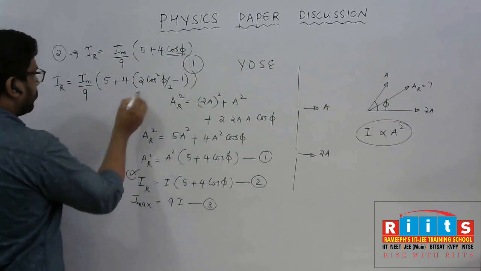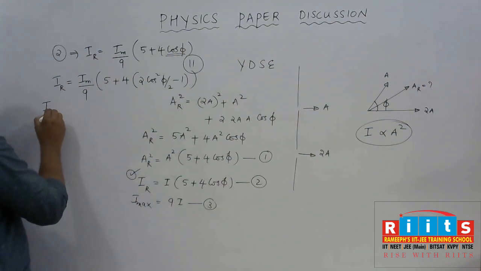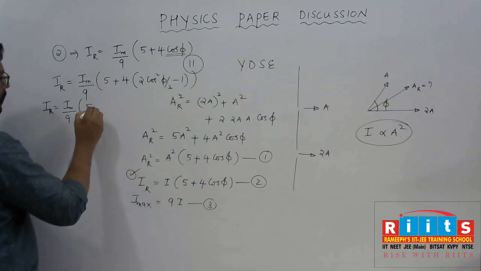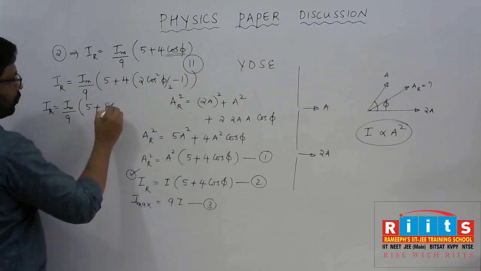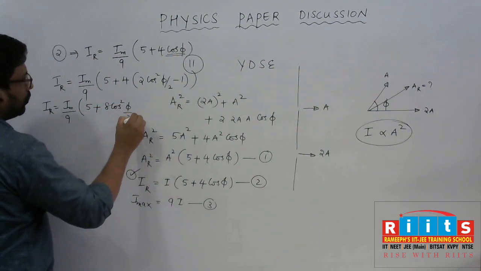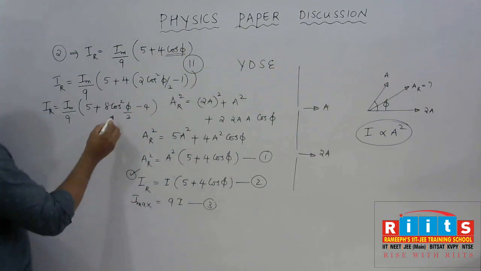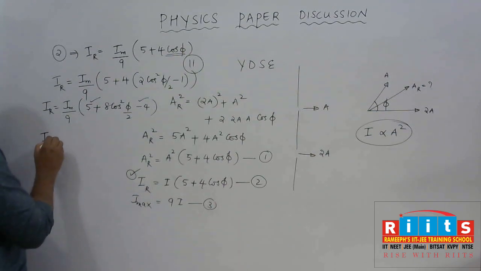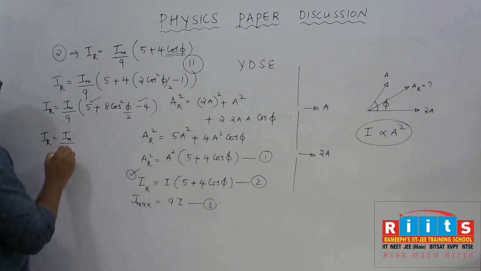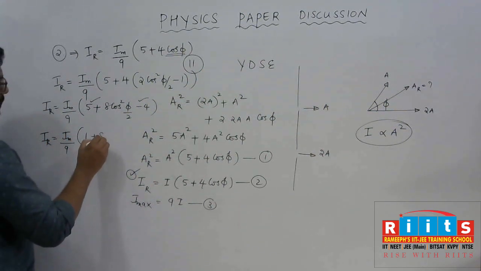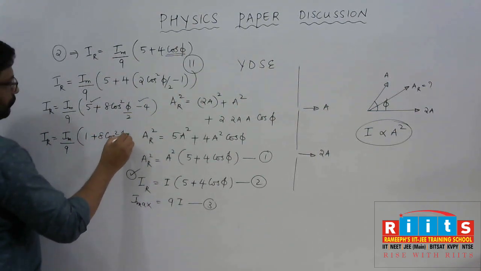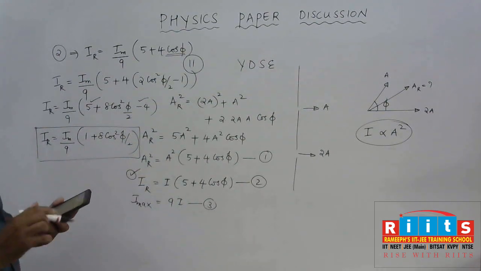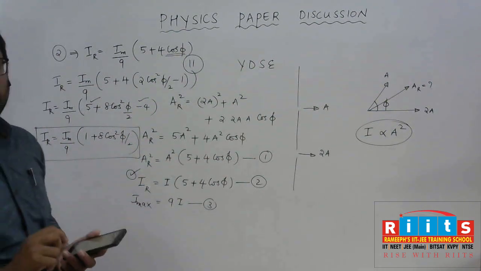If you are expanding this, finally you will get IM by 9 into 5 plus 8 cos square phi by 2 minus 4, which is nothing but 5 minus 4 is 1. So the final answer will be IM by 9 into 1 plus 8 cos square phi by 2. So the correct option is option C.